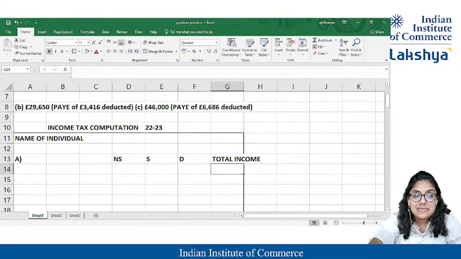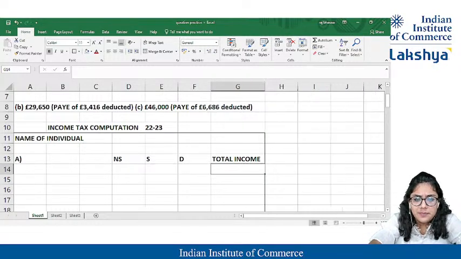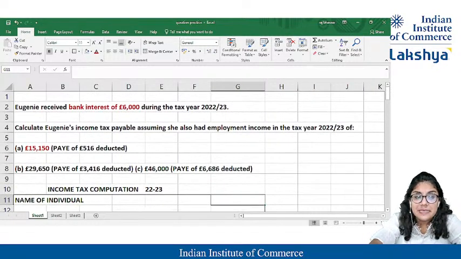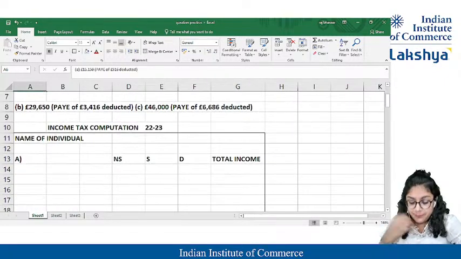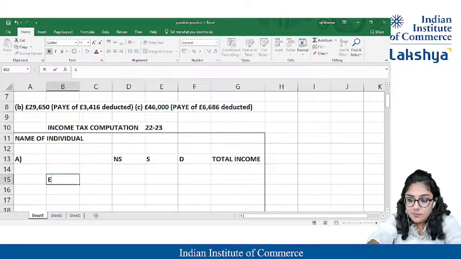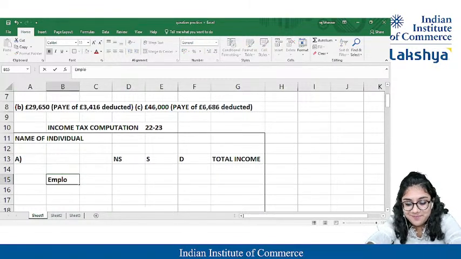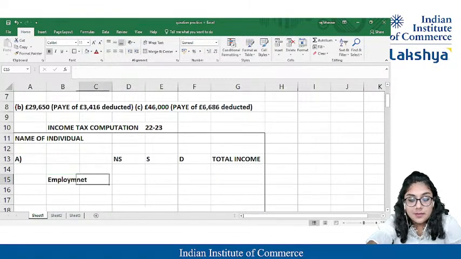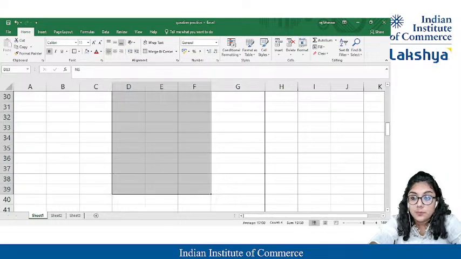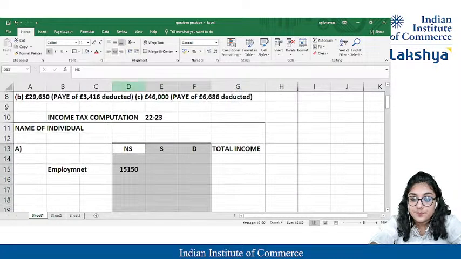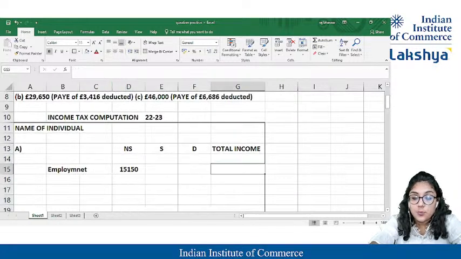In the first case, guys, can you tell me what is her non-saving income? Non-saving income, 15,150. She is employed somewhere, isn't it? So she is having an employment income. That is 15,150. Perfect. Is it clear? Let me make everything in between only. Is she having any saving income? No, not like that. So this is my total income.